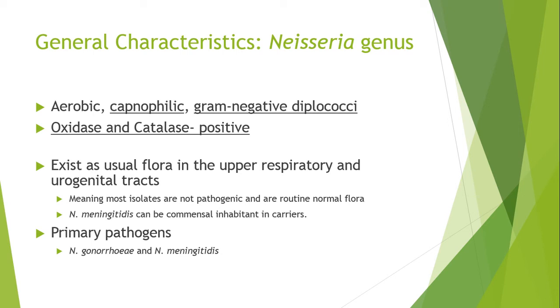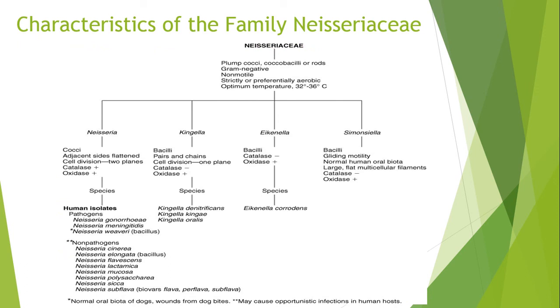They're usual flora in the upper respiratory tract and the genital tract. Neisseria meningitidis can actually be normal flora in some people. It doesn't necessarily cause symptoms or disease, and these people are called carriers. Your primary pathogens in this section are Neisseria gonorrhoeae and Neisseria meningitidis. So we're going to learn how to differentiate those pathogens from your usual flora that's going to be there routinely.